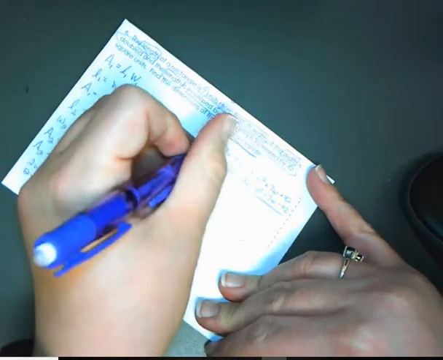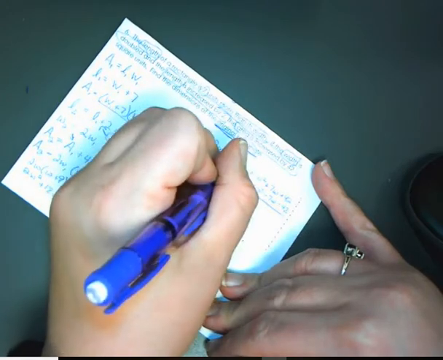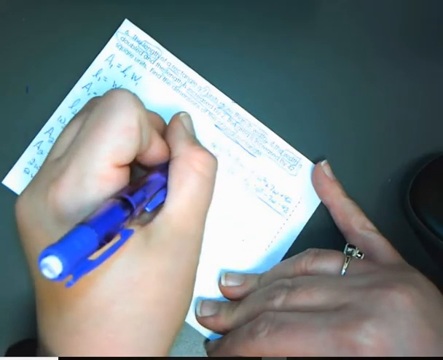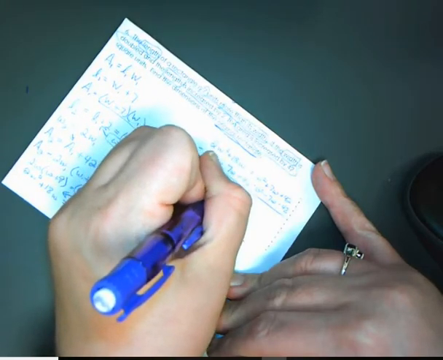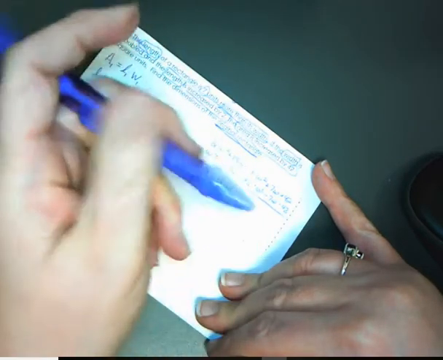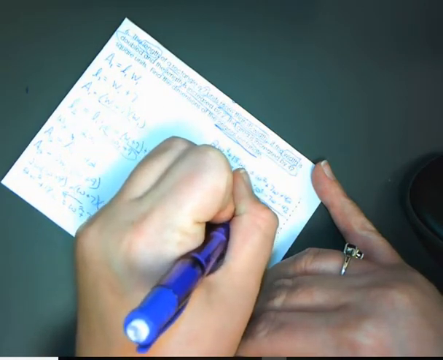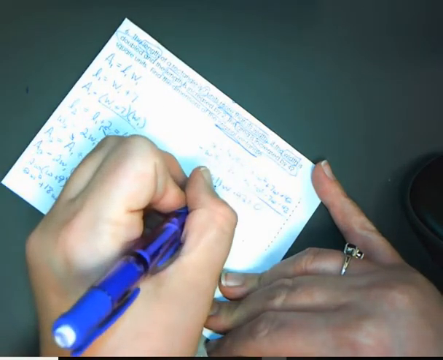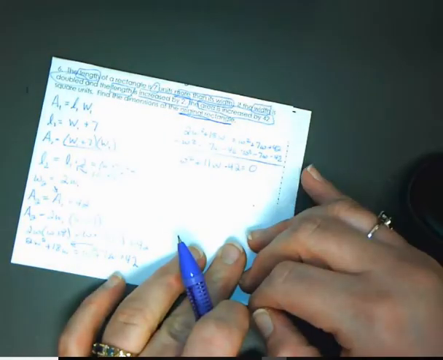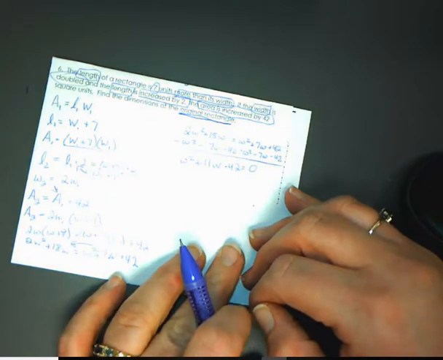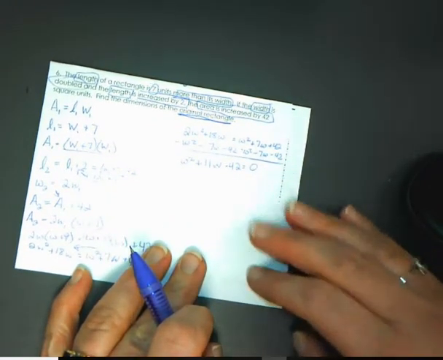Okay, so 2W squared minus W squared is W squared. 18W minus 7W is 11W. And then minus 42. That's going to equal 0. 11 is not even, so I would not do this one by completing the square, but this one can be done by factoring. It's pretty simple.